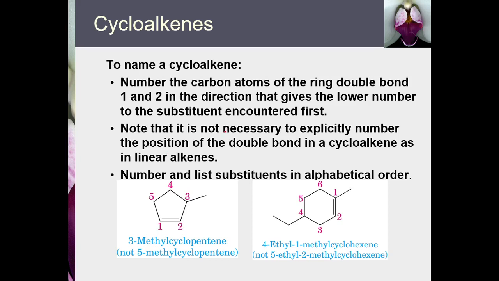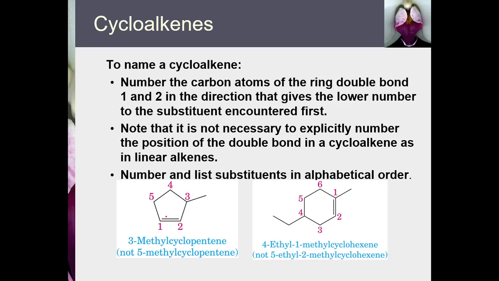So note that it is not necessary to explicitly number the position of the double bonds in cycloalkenes as in the linear alkenes. So hindi na nilalagay kung saan yung double bond. So it's automatic na understood na siya na when you have a cycloalkene, yung carbon position 1 and 2 sana ay nandoon yung inyong double bond. Then number and list the substituents in alphabetical order. So I have here another example.